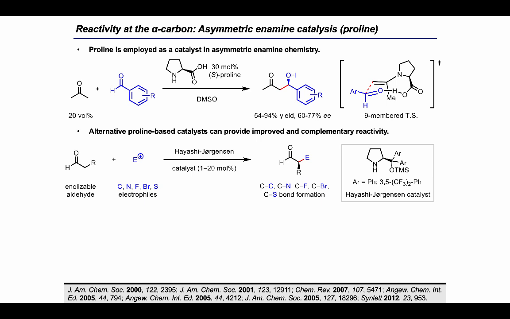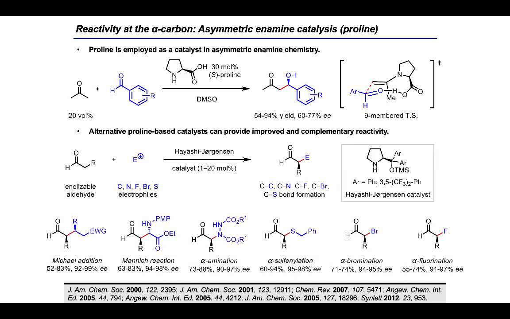The Hayashi-Jørgensen catalysts are generally more active and more soluble in organic solvents than proline. Their improved properties have enabled their application in a range of asymmetric alpha functionalization reactions. A variety of carbon and heteroatom-based nucleophiles can be used, typically affording products in good yields and excellent enantioselectivities.